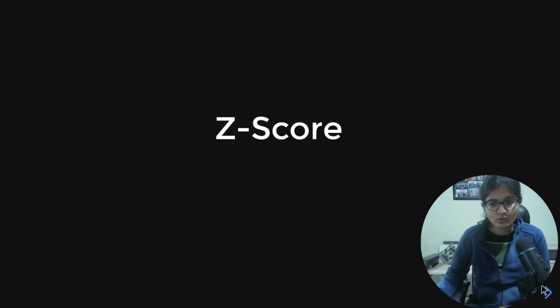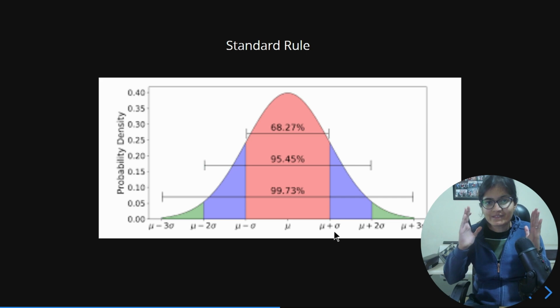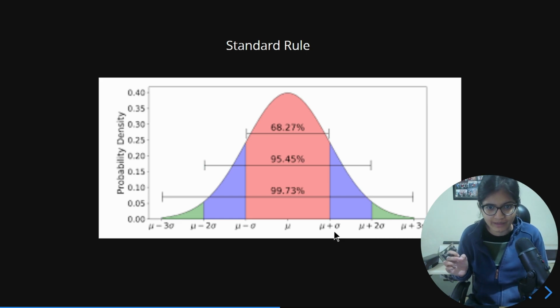Whenever I say Z-score, what is the meaning of that? I hope you remember that in the last session we talked about the empirical rule, where you can see on my cursor a normal distribution in which mu is the mean and sigma is the standard deviation. When the data lies from mu minus sigma to mu plus sigma, how much percentage is that? 68% approximately.